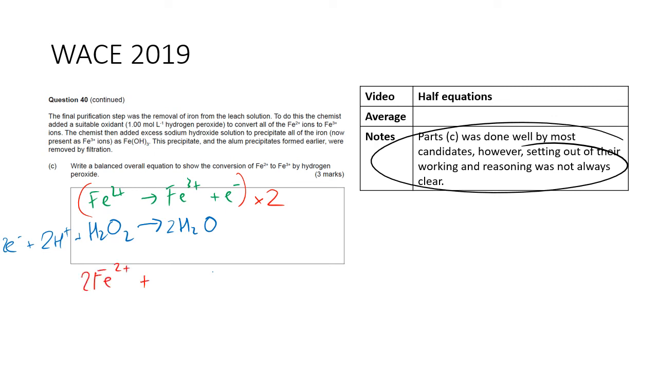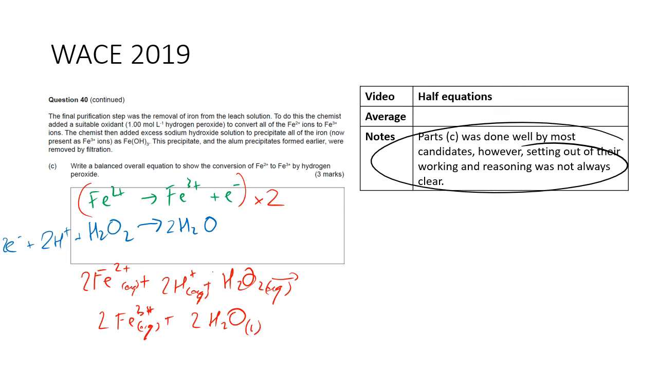2Fe2+ plus 2H+ plus H2O2 goes to 2Fe3+ plus 2H2O. What's missing? Probably states: aq, aq, aq, aq, because it's a hydrogen peroxide solution, and that's liquid. Hydrogen peroxide solution, 1 mole per liter.